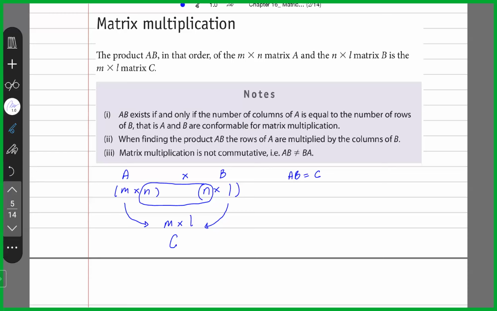Now, when finding the product AB, the rows of A are multiplied by the columns of B. So when you're multiplying two matrices, you multiply row by column. You multiply the rows of the first matrix by the columns in the second matrix. Matrix multiplication is not commutative. So AB is not equal to BA.